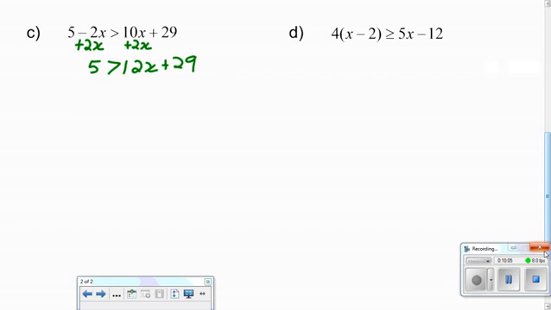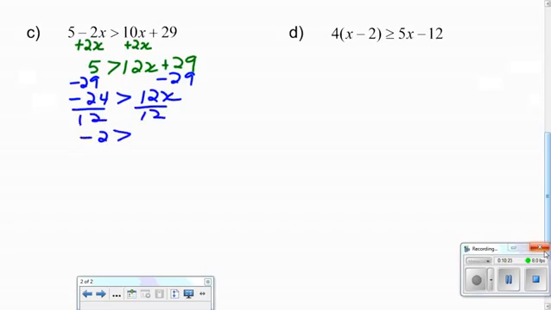Now I can group my constants. Minus 29, minus 29, negative 24 must be greater than 12x. Divide both sides by positive 12, so the inequality sign does not switch. So negative 2 must be greater than x. Again, we could pick some values to verify. I'm not going to substitute that one in, and you should be able to do that. Letter C you would do quite similarly to letter B on the last page.